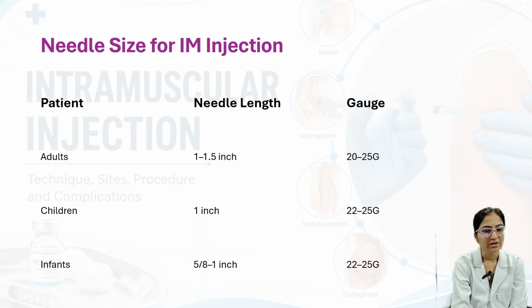Next, we'll see needle size for IM injections. Patients are categorized as adults, children, and infants, with needle length and gauge. For adults, 1 to 1.5 inch, and the gauge is 20 to 25. For children, the needle length is 1 inch, and the gauge is 22 to 25. For infants, 5/8 to 1 inch, and the gauge is 22 to 25. This is all about the needle size for IM injections.